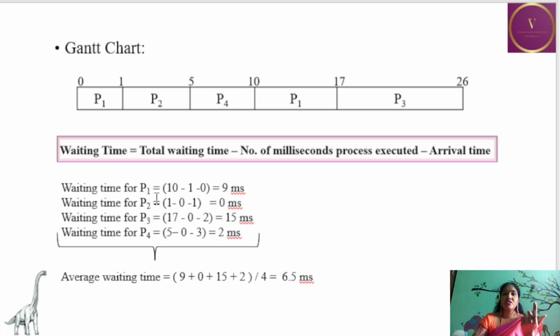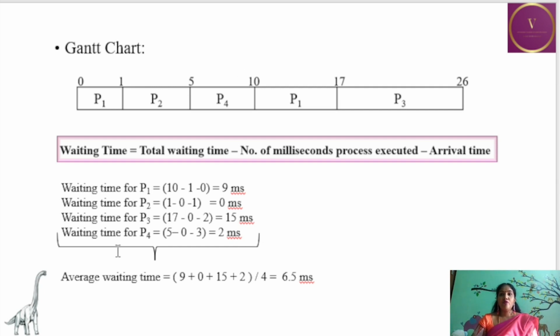So the waiting time of process P2 is equal to, P2 arrived at time 1 millisecond. The number of milliseconds the process executed: P2 didn't get executed before because it came into the queue only at the first millisecond, so minus 0, and minus arrival time. It came after 1 millisecond, so minus 1. It is coming and getting the CPU immediately when it comes. So 1 minus 1, 0. The waiting time for P2 is 0.